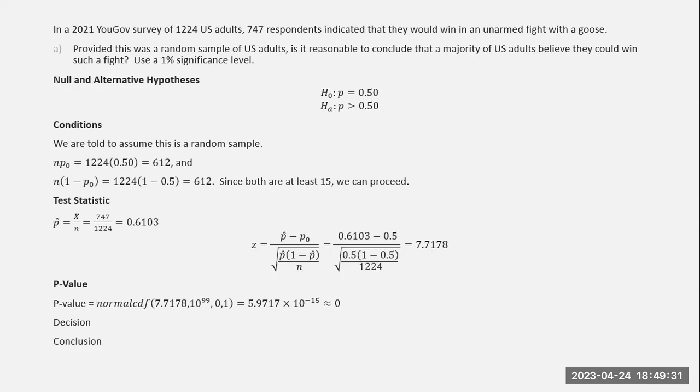In fact, this one is, and you have to put this in your calculator right now. Second distribution, normal CDF. My left bound is the value I just found. My right bound, I use 10 to the 99th because it's really infinity, so I just pick a really big number. And then 0 for the mean and 1 for the standard deviation. You're always going to be using that for a proportion. That gives me 5.97 times 10 to the negative 15.